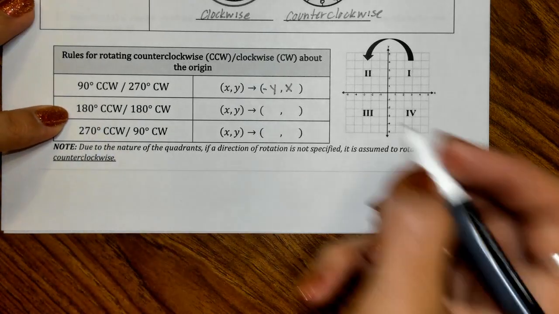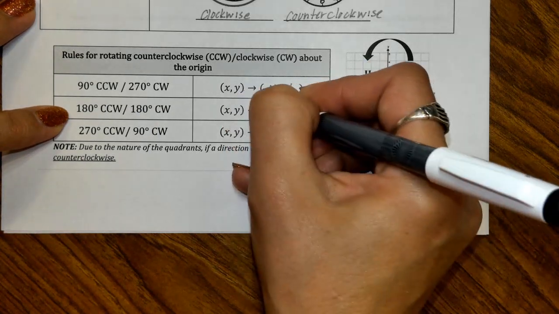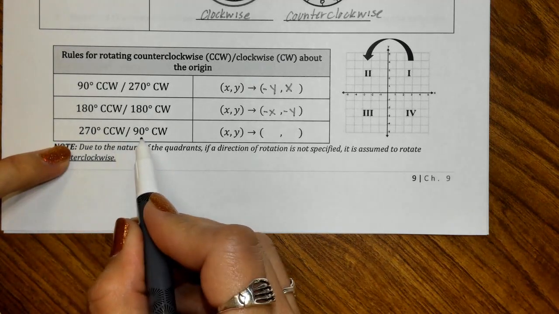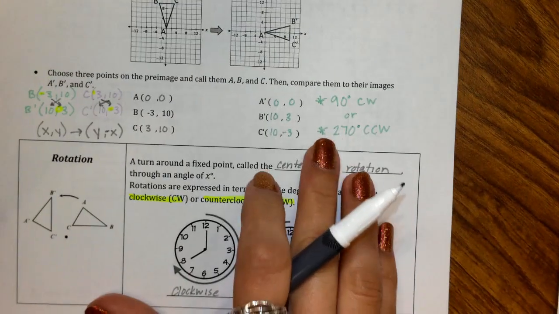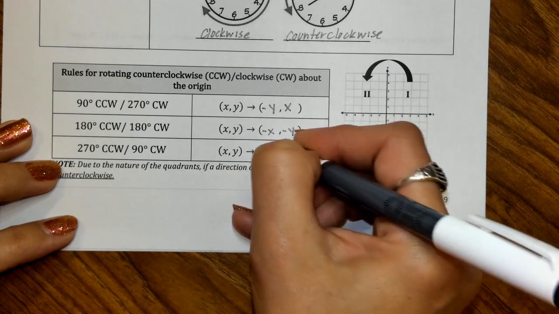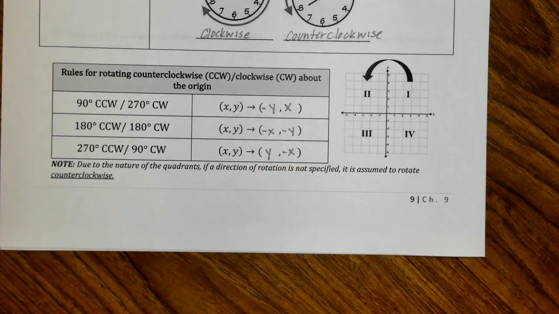180, all you're going to do is change the sign of both. That's it. Nice and easy. Just change your positives to negatives, your negatives to positives. Don't move your X and Y. And then your 270 counterclockwise or 90 clockwise, what we did up here, you're going to switch them. So you're going to have your Y first, but you're going to change the X. These are the hardest rules to remember, okay? But that's why the patty paper can be helpful as well.